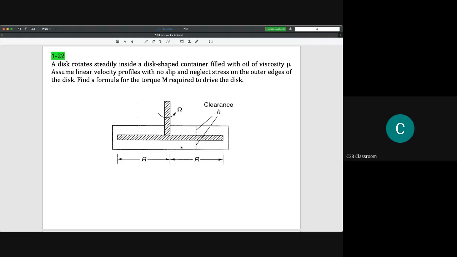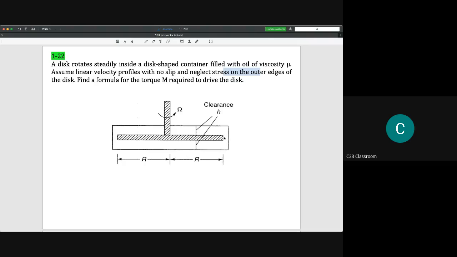are in contact with a fluid. And the oil has viscosity of mu. Assume linear velocity profile with no slip and neglect stress on the outer edge of the disk. So the stress on the outer edge means the stress at this area.